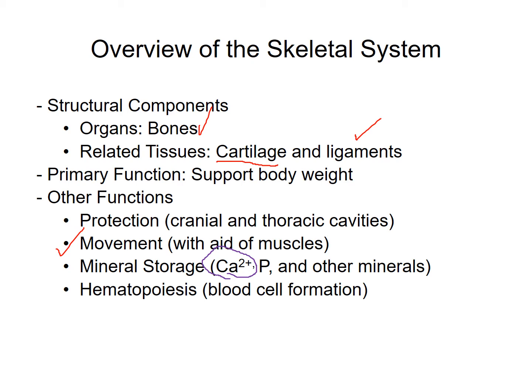And then last but not least, we'll talk a little bit about hematopoiesis. Hemato means blood, poiesis means to create. So we are going to be creating our blood cells inside of the bones, specifically in something called bone marrow. So we'll talk about all of these cool, unique functions. But remember, primary function, big picture, supporting your body weight. Your skeleton is what's giving you your supporting frame throughout your body.